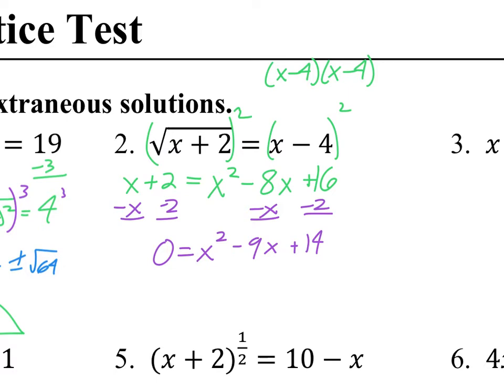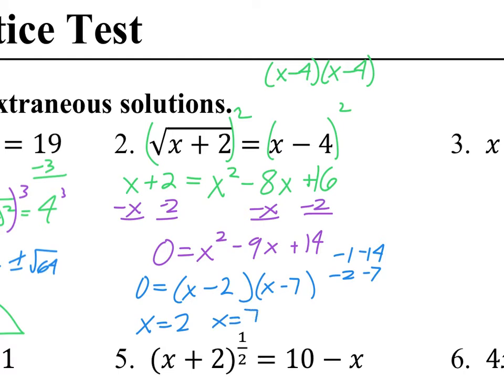Looking at how to factor this one, we know it has to be just plain x's, and the two numbers have to have a product of 14 and a sum of negative 9, both of which would be negative. So really we're looking at negative 2 and negative 7. And so, of course, the zero product property tells us then that x equals 2 and x equals 7.